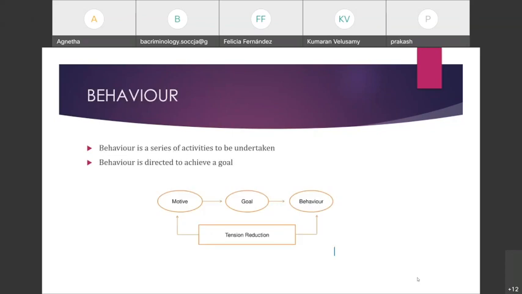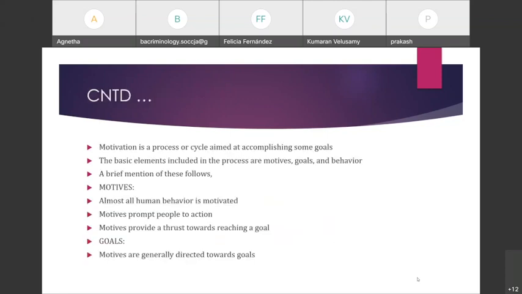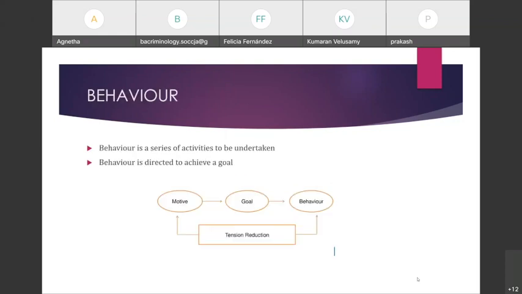Motives are generally directed towards goals. So this is basically what motives and goals are and how they are interrelated with each other. Now, when a person has a goal and a motivation to do it, their behavior also is going to change in order to reach the goal.